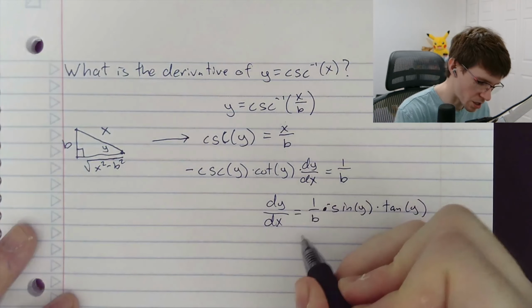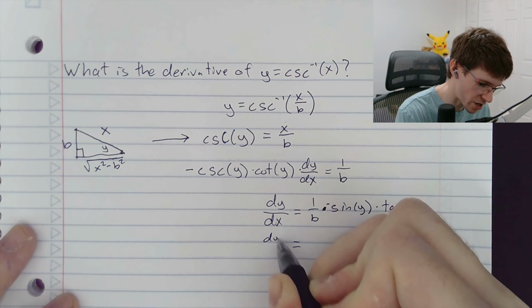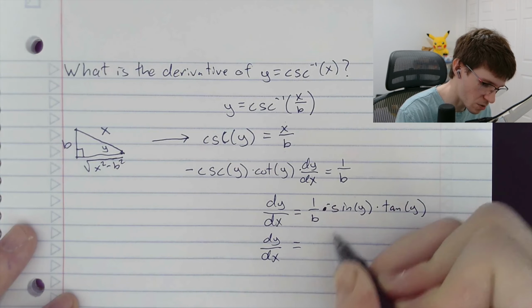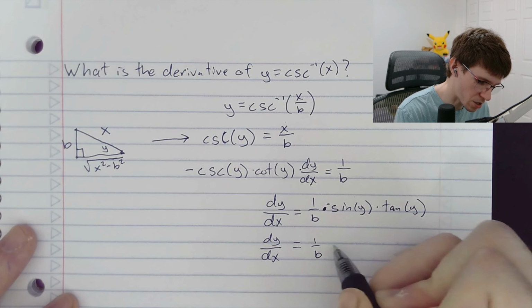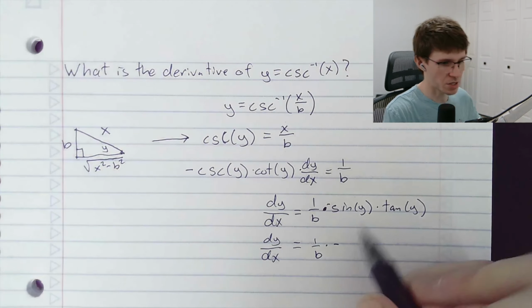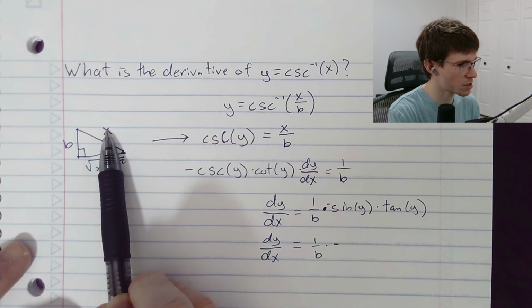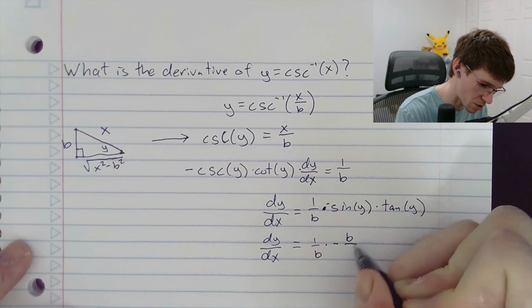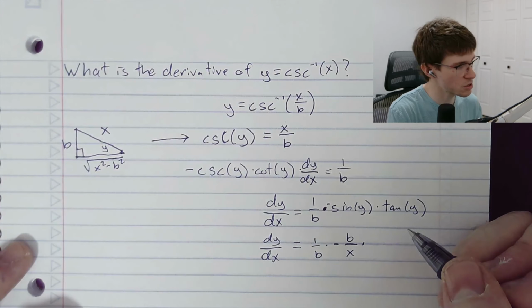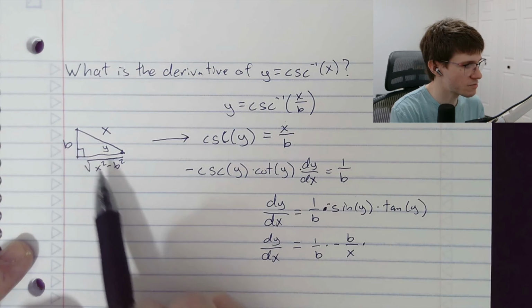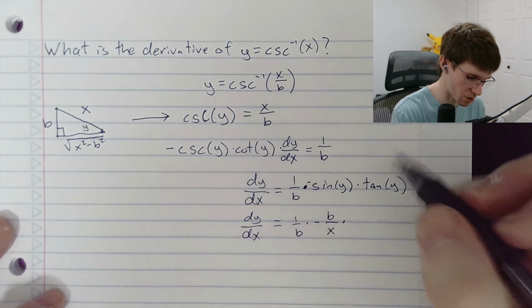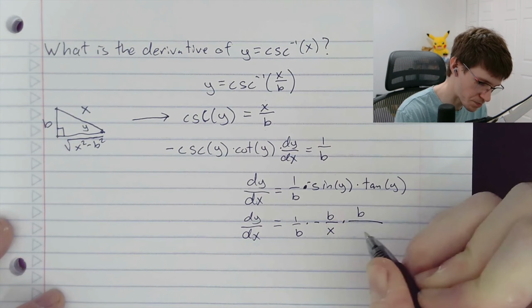We can now go ahead and write our nearly final answer to our problem here. We have 1 over b multiplied by negative, and the sine of y here is going to be the opposite over hypotenuse. That is going to be b over x, and our tangent of y is going to be b divided by square root of x squared minus b squared.